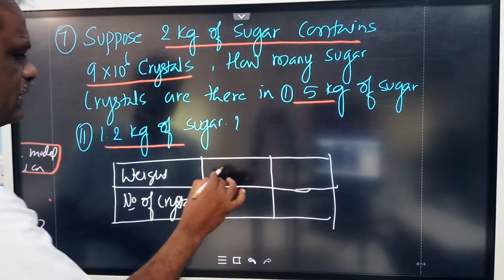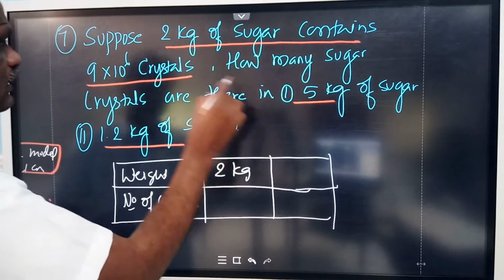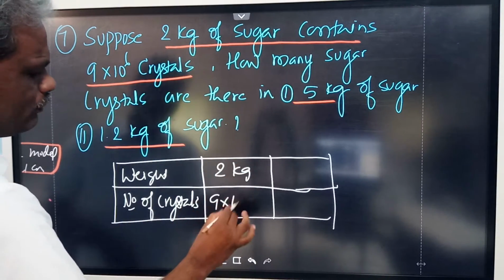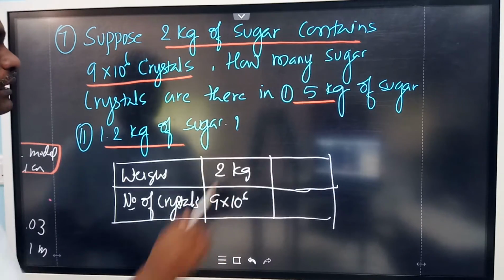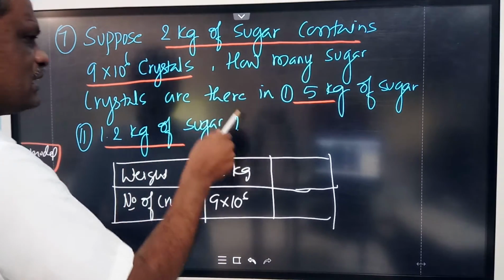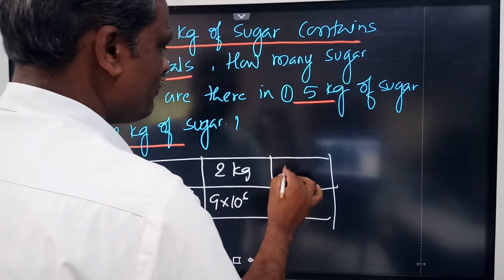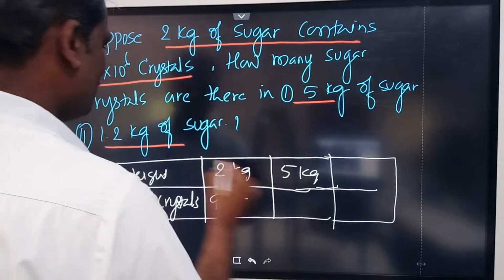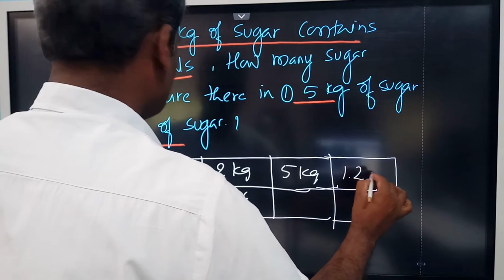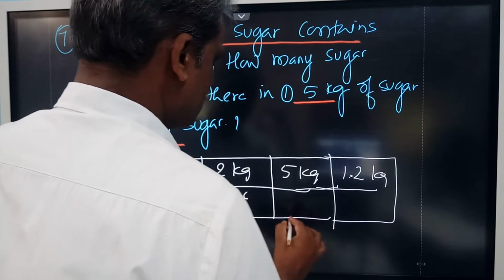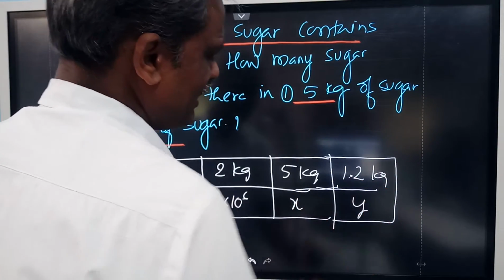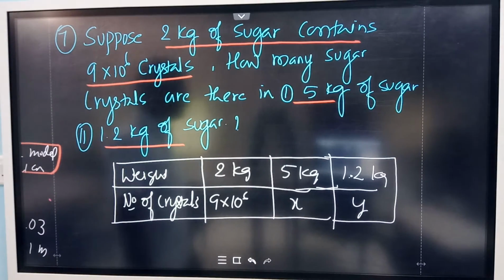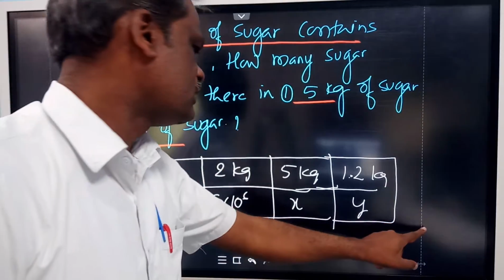First one: 2 kg of sugar contains 9 into 10 to the power 6 crystals. How many sugar crystals are there in 5 kg, and then in the second one 1.2 kg? So you write x here and y for this one. Since it is in direct proportion, equate the ratios now.